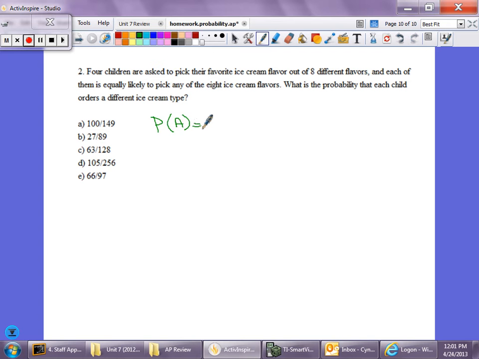makes a pick, child B, we don't want him to pick any flavor. We want him to pick any flavor but what child A picked. Because they want, what is it called? Each child orders a different ice cream. So that only happens if this is not a binomial. This is not binomial.